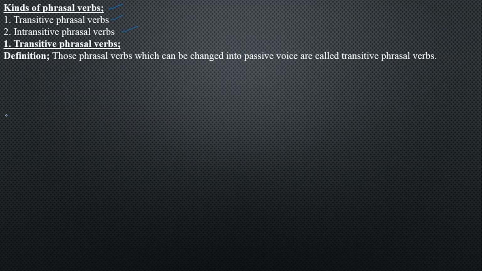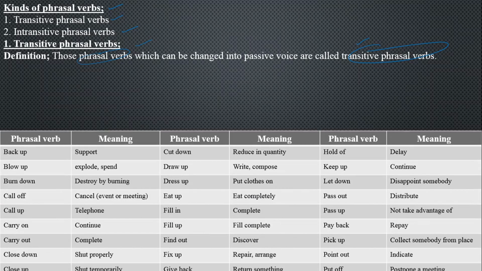Now, what are transitive phrasal verbs? Those phrasal verbs which can be changed into passive voice are called transitive phrasal verbs. The word transitive is taken from the word transfer, which means changeable. So those phrasal verbs which can be changed into passive voice are called transitive phrasal verbs. Now, we will discuss the examples.